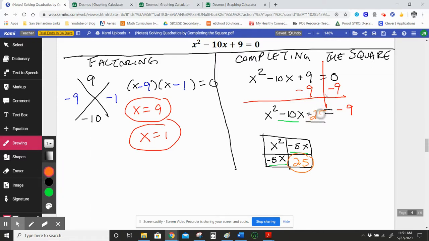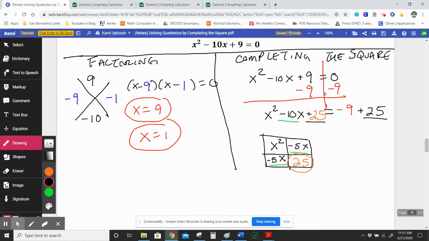So plus 25 here. However, I can't just add 25 out of nowhere. I have to keep the equation balanced. Whatever I do to the left-hand side, I have to do to the right-hand side as well. So in this case, I'm going to add 25 on this side as well. And there you go. You have completed the square.